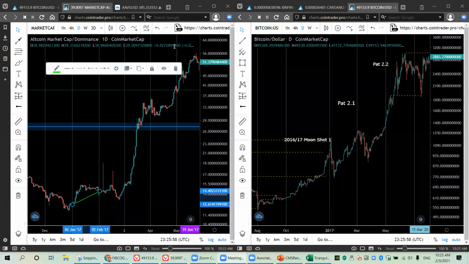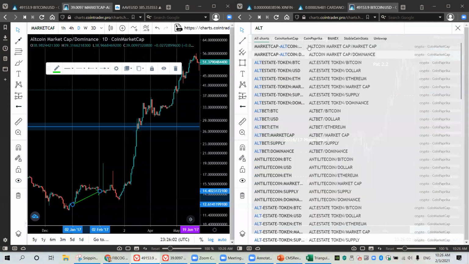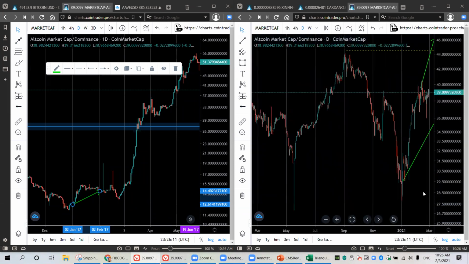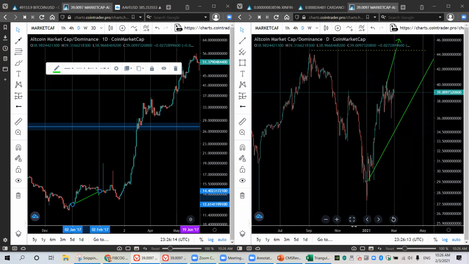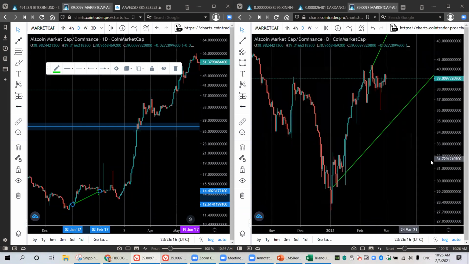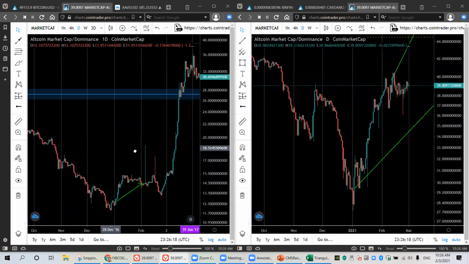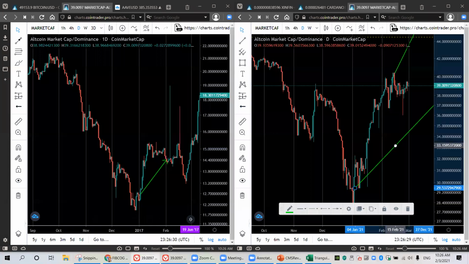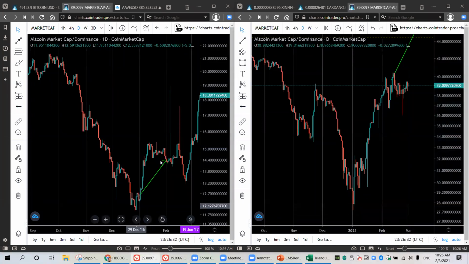Okay, now 2021, January. How did we do in January 2021? We did okay, isn't it? I mean, if we were to zoom in here, right? That's the other funny thing about the alt season. It always starts from the bottom. Don't you notice here? It always starts from the bottom of the curve, and then it pushes up.